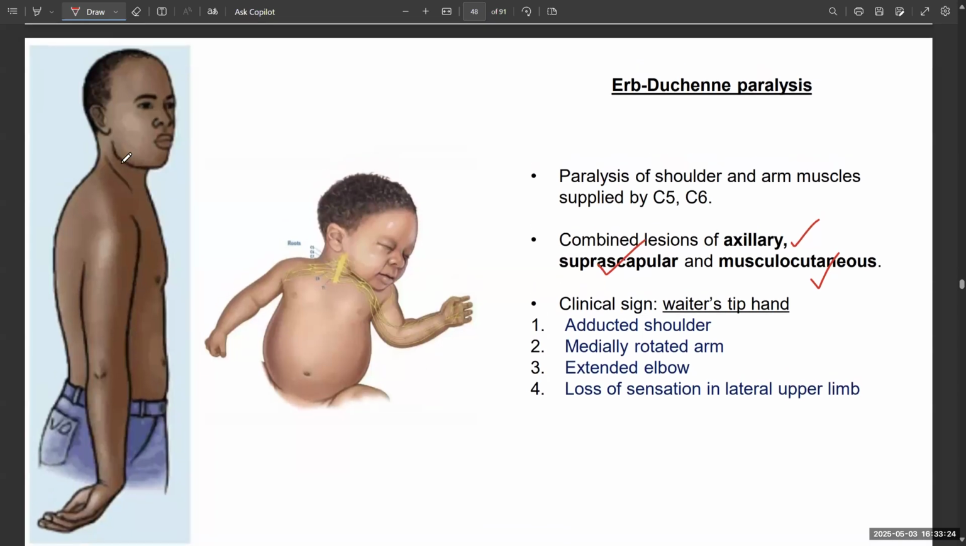If you look over here, you can see that the shoulder is adducted, meaning that it is close to the body. Okay. The arm is medially rotated. So if you have your arm and you move it inwards, it is medially rotated. So your hand will come out in this position. The elbow is extended. There is no flexion of the elbow. It's straight. And then you have loss of sensation in the lateral upper limb. So over here, in the lateral upper limb, you have loss of sensation. Remember, this was because of the axillary nerve. Okay, we'll come back to that.